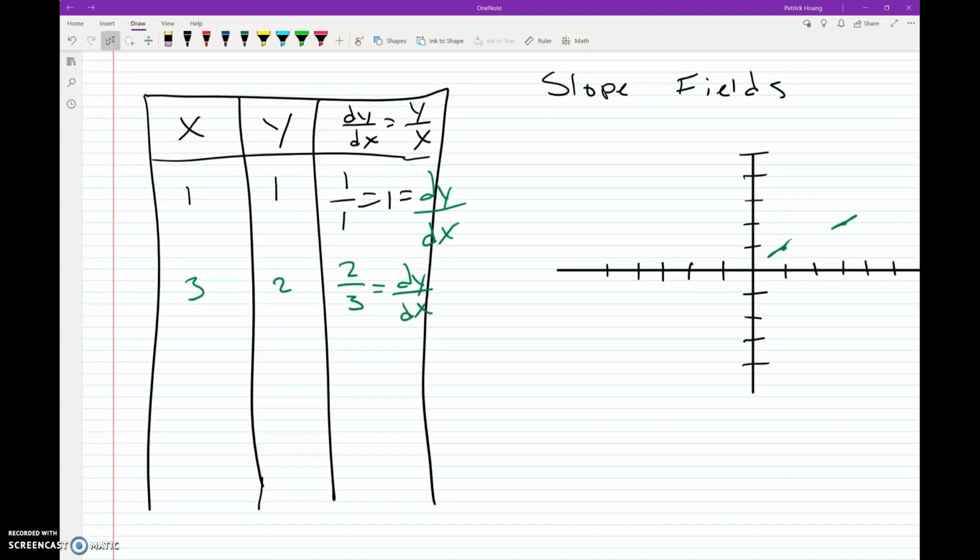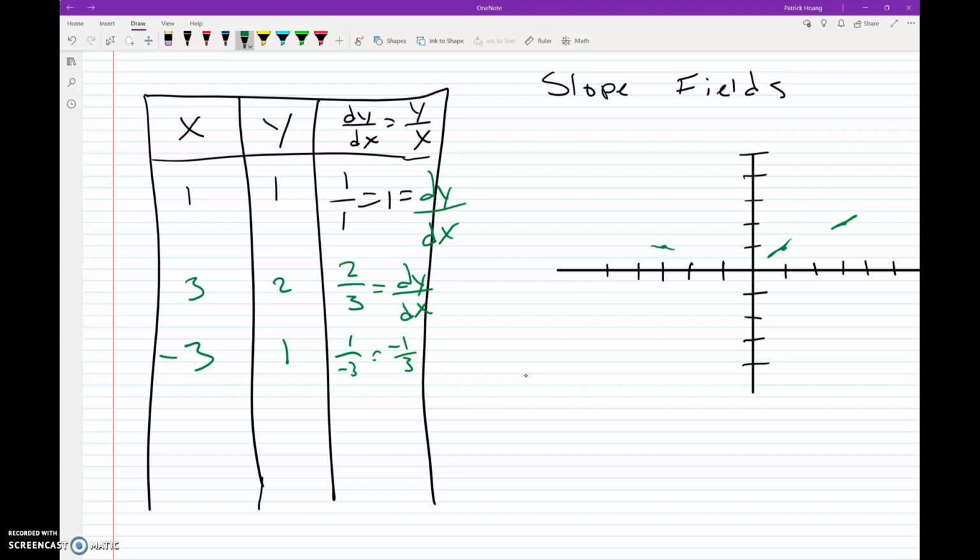Let's pick negative numbers. So let's pick -3, 1. So we go over to -3, +1. Let's substitute those values into our differential equation. This would be 1 divided by -3, or -1/3. So we know our slope is negative, and because our slope is -1/3, it's going to be very slow.